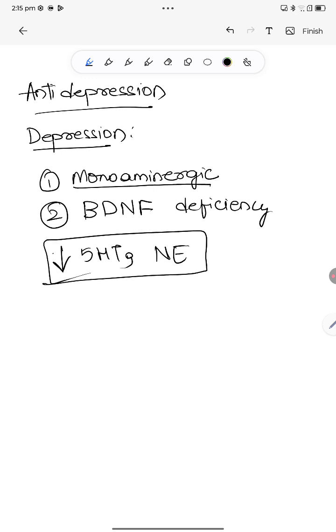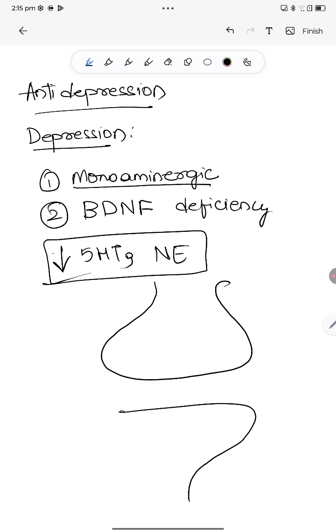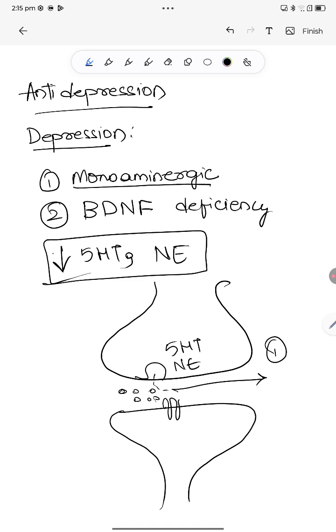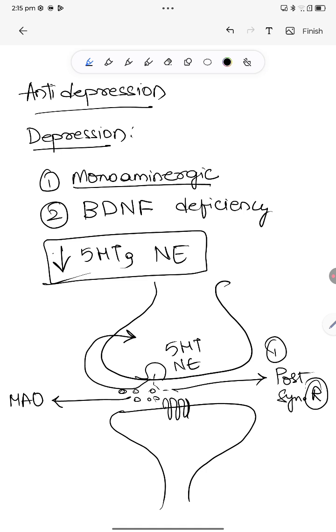So what usually happens is, whenever a presynaptic neuron is excited, it releases the neurotransmitter. It can be either serotonin or norepinephrine. Whatever neurotransmitter is released usually has three fates. The first fate is to act on the postsynaptic receptor. Second fate is to get metabolized by monoamine oxidase enzyme. Third fate is to get reabsorbed back into the presynaptic neuron so that it gets stored in the vesicles.